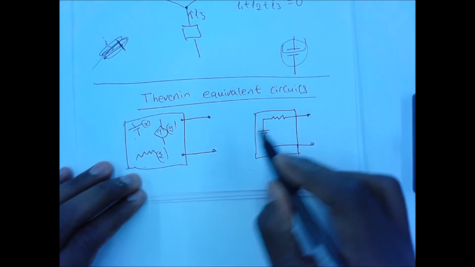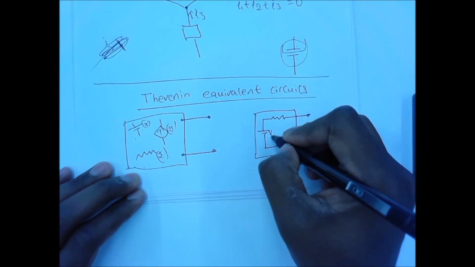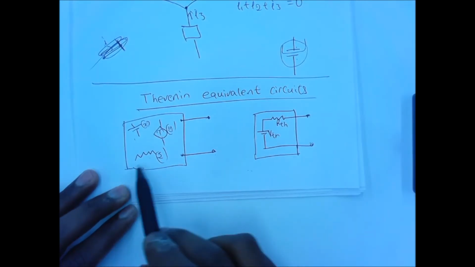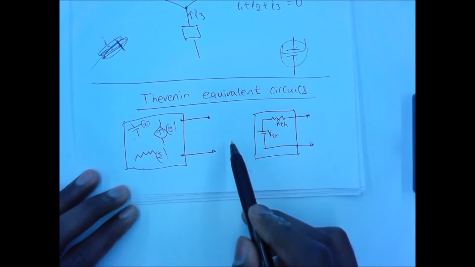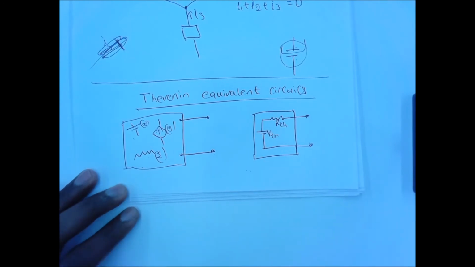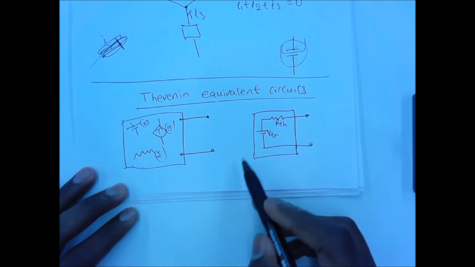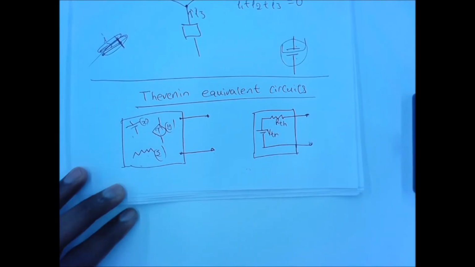We call this V Thevenin and R Thevenin. So that's step one. Step one says we can replace it with this simple circuit. And the theorem tells us more. It also tells us how to calculate these values, or how to measure those values. How would you do that?